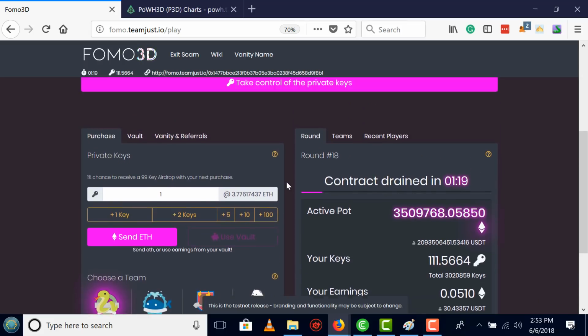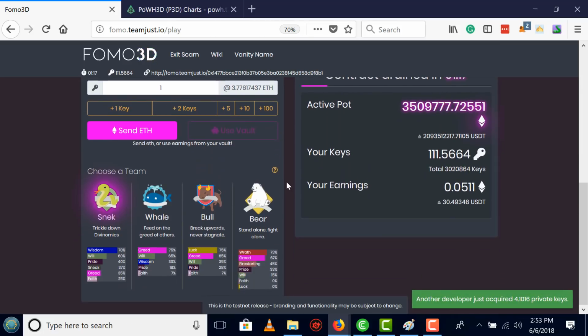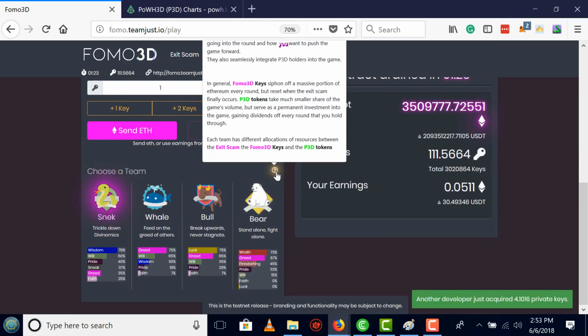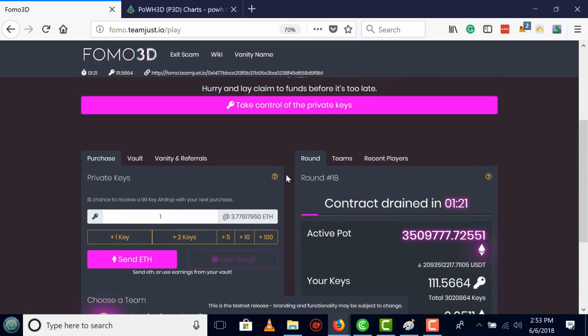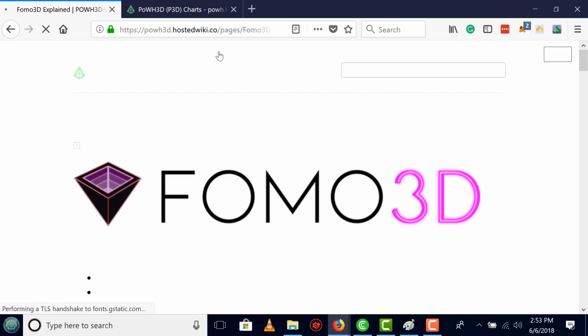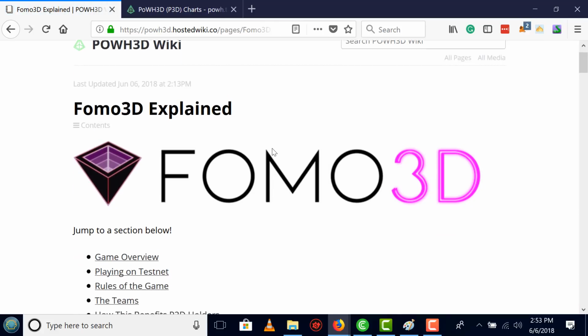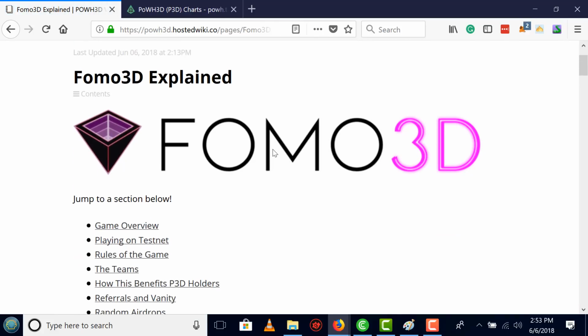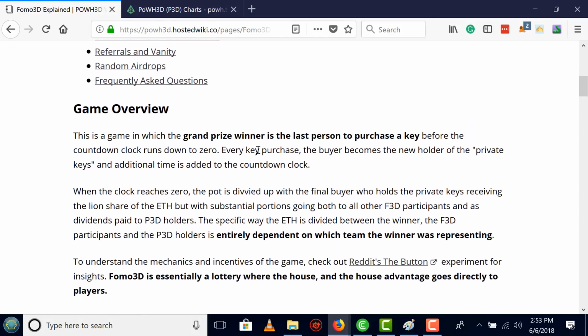Now, let's take a look at the attributes of these. Actually, you know what? I'm going to pull up the wiki. Here we go. I'm not going to read through this whole thing. Again, you can come here and take a look at it, but game overview is the best section to read. This is a game in which the grand prize winner is the last person to purchase a key before the countdown clock runs down to 0.